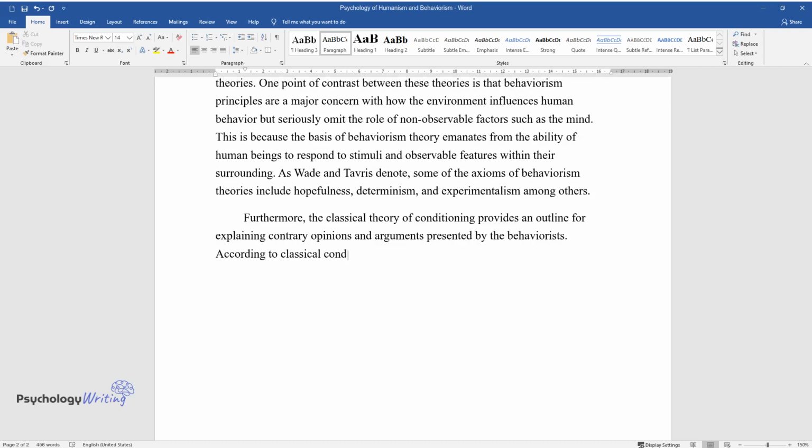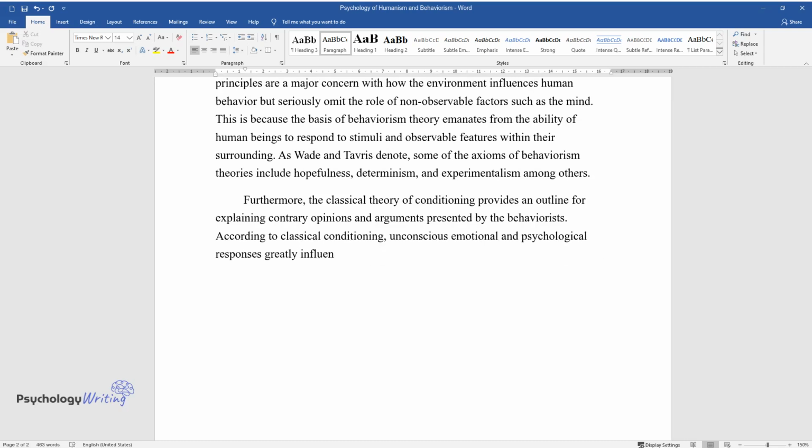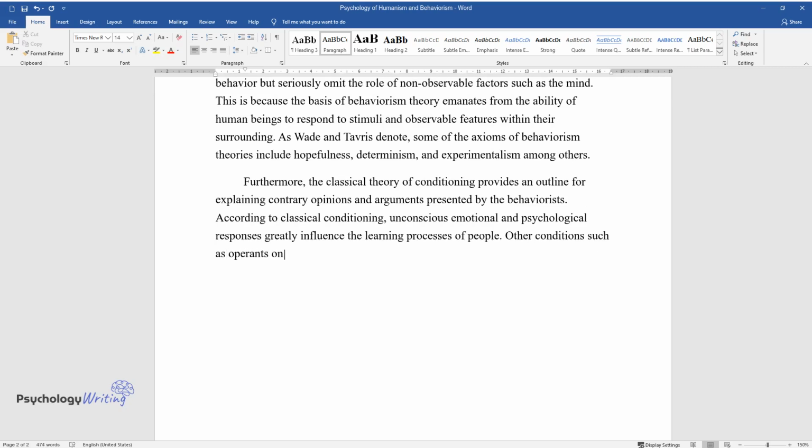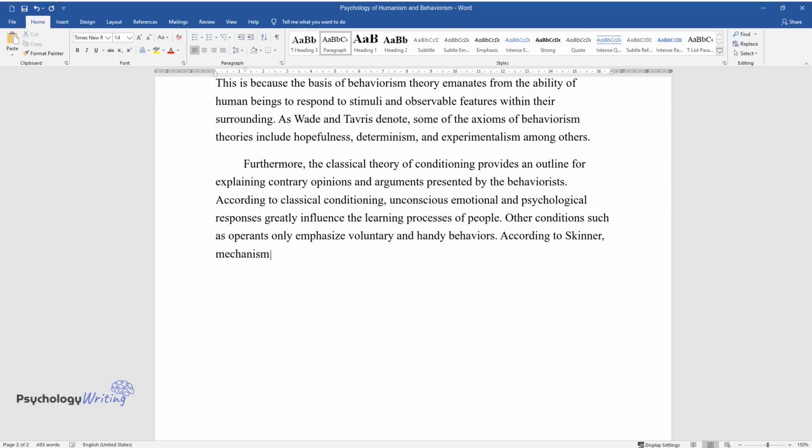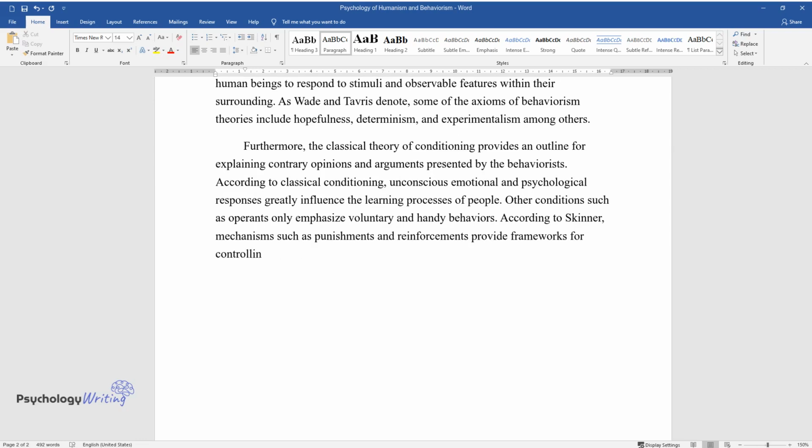According to classical conditioning, unconscious emotional and psychological responses greatly influence the learning processes of people. Other conditions, such as operants, only emphasize voluntary and handy behaviors. According to Skinner, mechanisms such as punishments and reinforcements provide frameworks for controlling human behavior.